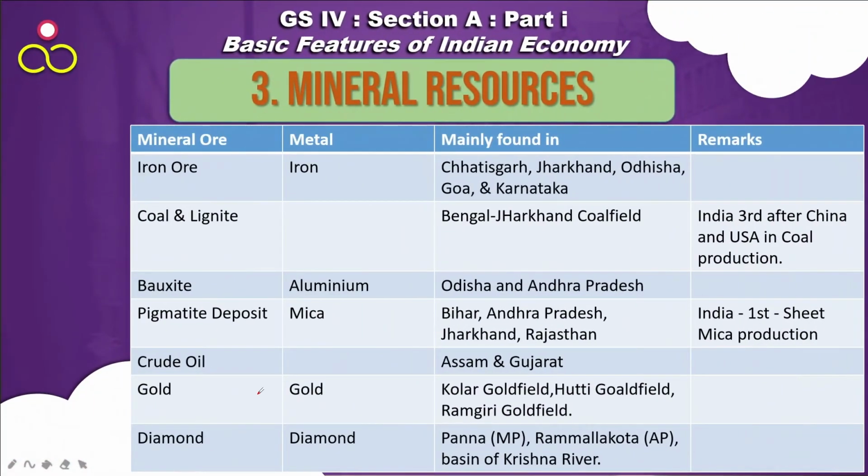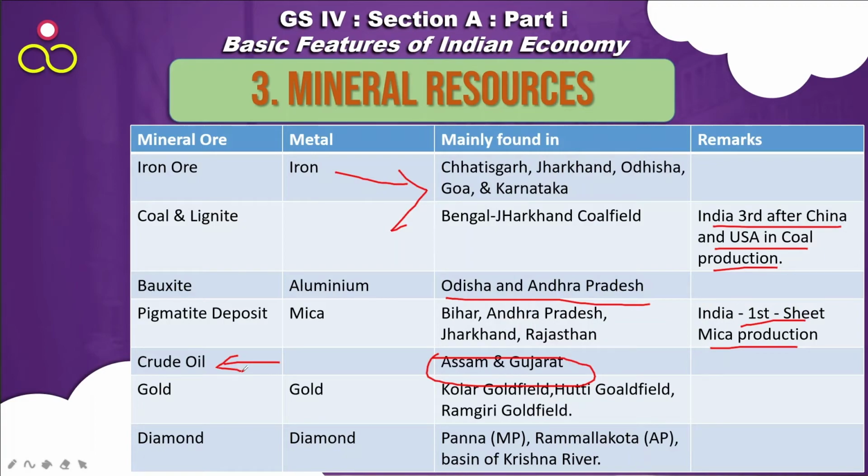Now coming to the mineral resources, India is rich in various mineral resources. Iron is found in Chhattisgarh, Jharkhand, Odisha. Coal, lignite, India is the third after China and USA in coal production. In terms of aluminium, bauxite, Odisha and Andhra Pradesh is where it is found. Mica, India is first in sheet mica production. Crude oil is found in Assam and Gujarat. However, in terms of crude oil, India is one of the best in terms of refineries, not in production, but in terms of refinery.